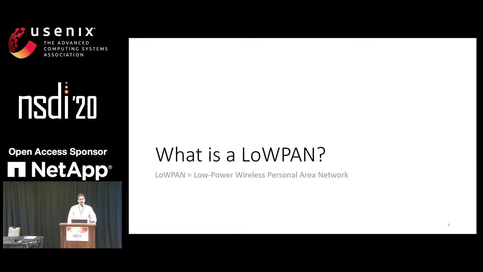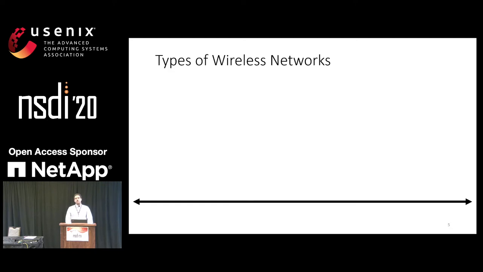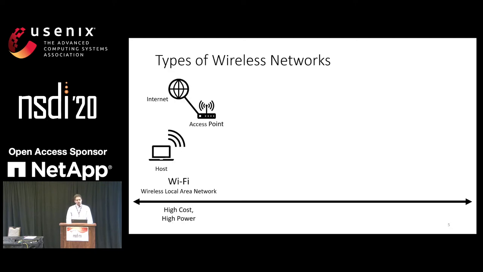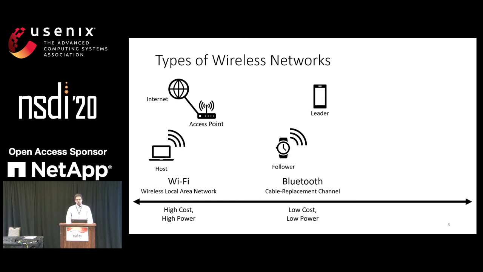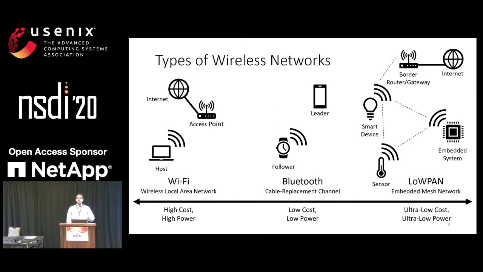Now I'm going to step back and talk a little bit about exactly what LoWPANs are to give some more background. And I'm going to explain that by comparing them to other kinds of networks that you might be more familiar with. So Wi-Fi provides a host with internet connectivity via an access point. Bluetooth is more like a cable replacement channel, a wireless USB of sorts. And in contrast, a LoWPAN aims to provide connectivity like Wi-Fi to various embedded devices and is subject to the constraints of operating at low power, like for example, operating over multiple wireless hops and so on, as I'll elaborate a little bit later.